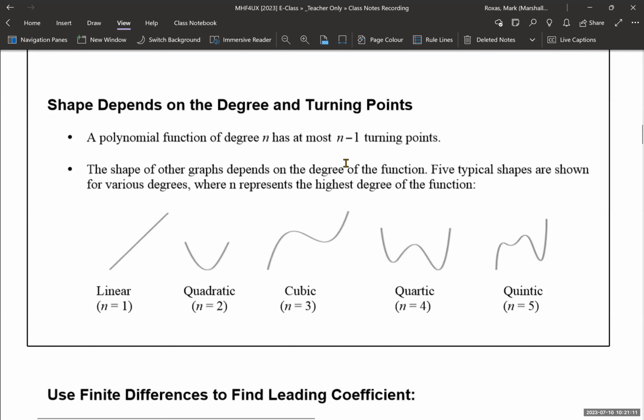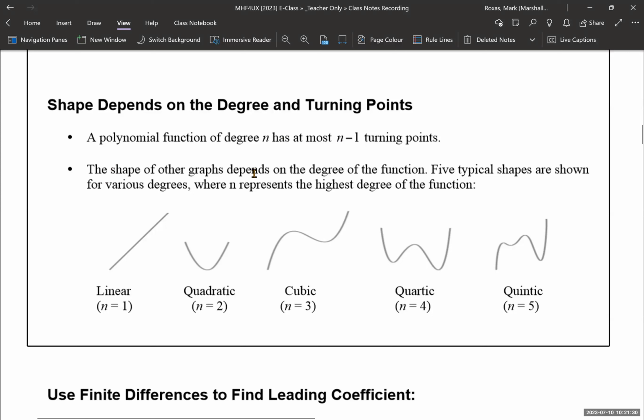Okay. Shape depends on the degree and turning point. So a polynomial function of degree n has at most n minus 1 turning points, and I sort of alluded to that in the last lesson. So if it was a third degree function, it could have at most 2 turning points. It doesn't have to exactly have 2 turning points, but at most it could have.